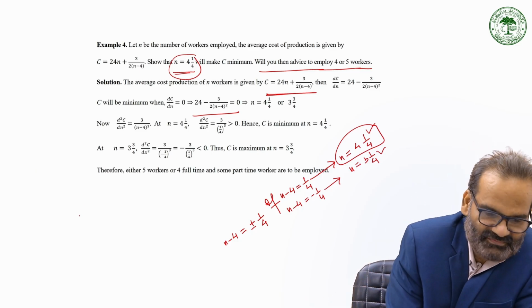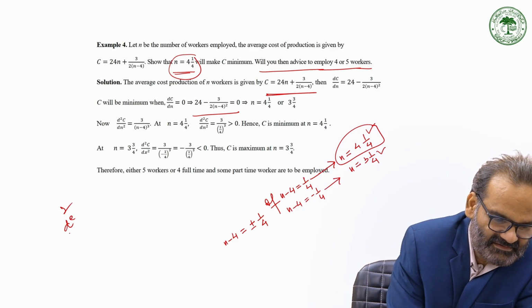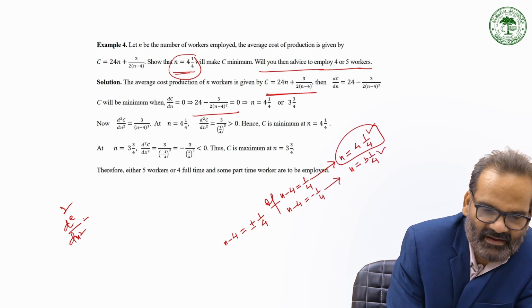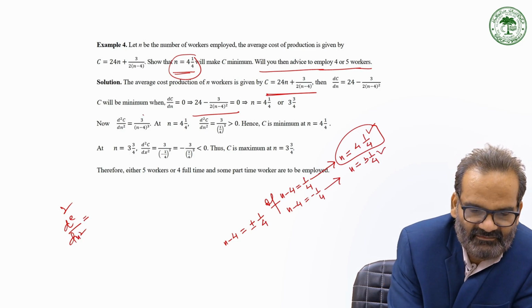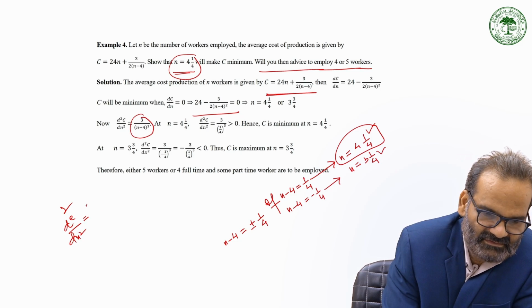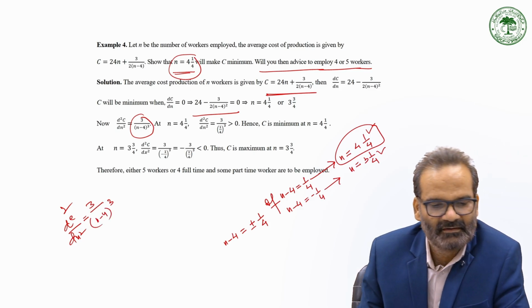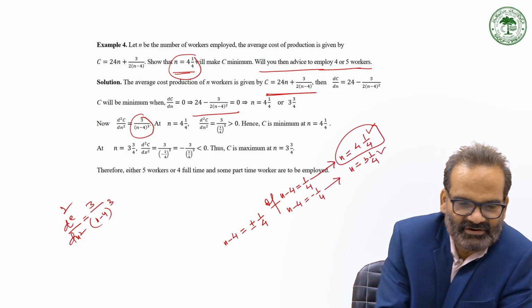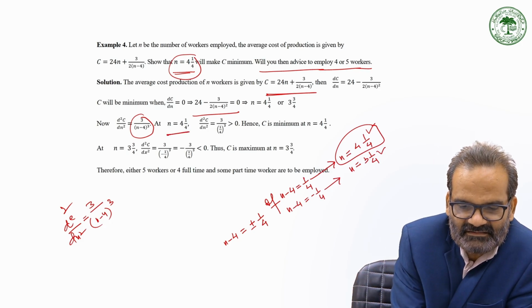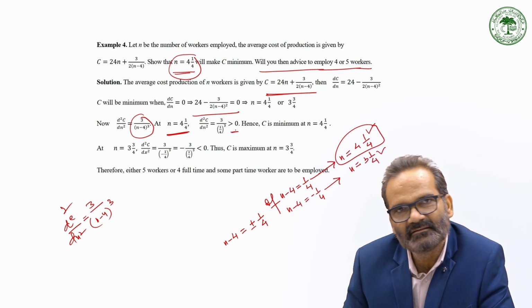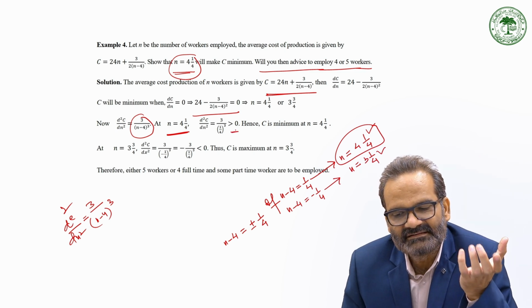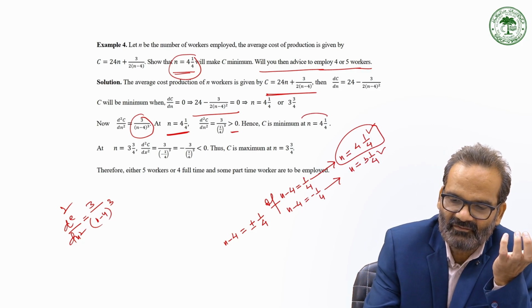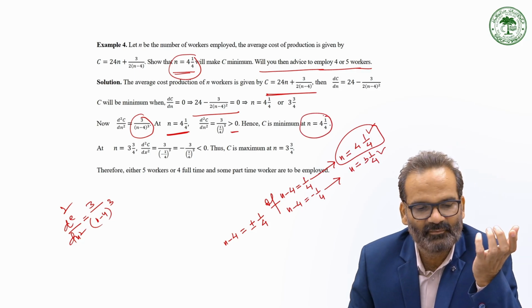So what is the value of the second derivative? d square c divided by dn square. This is our first derivative. This is the value of 3 divided by (n minus 4) cube. This is your second derivative. If we put n equal to this, then d square c upon dn square comes out to be greater than 0. Therefore, C is minimum if the value of n is 4 and 1 upon 4.